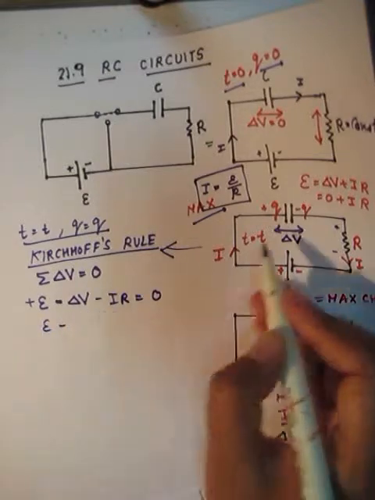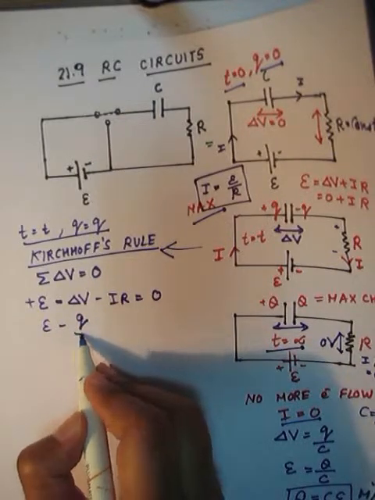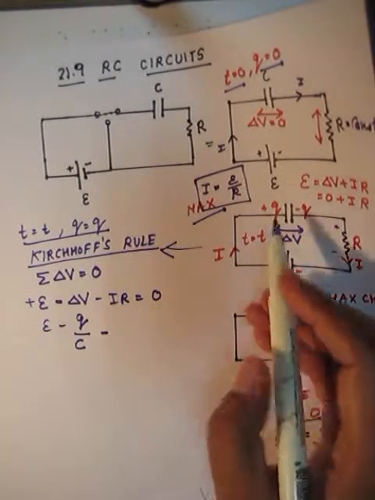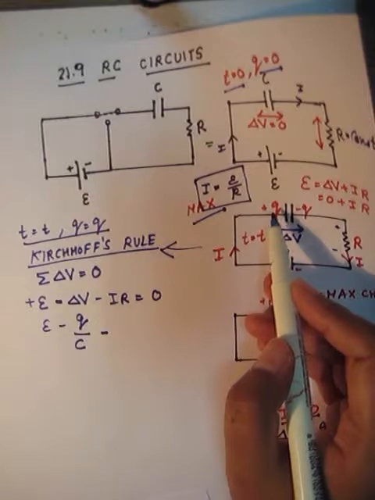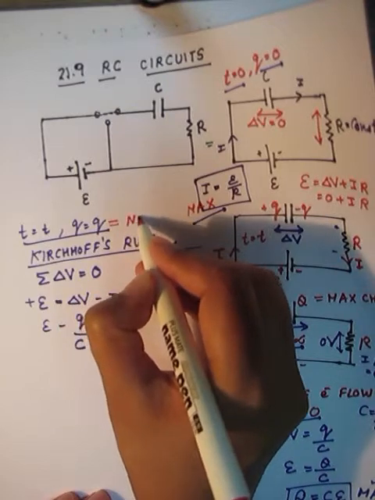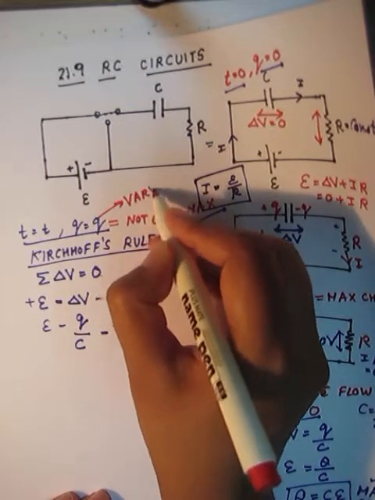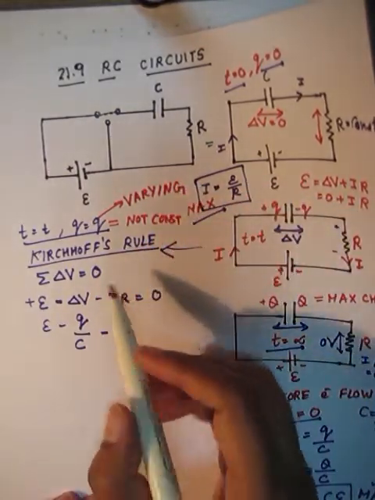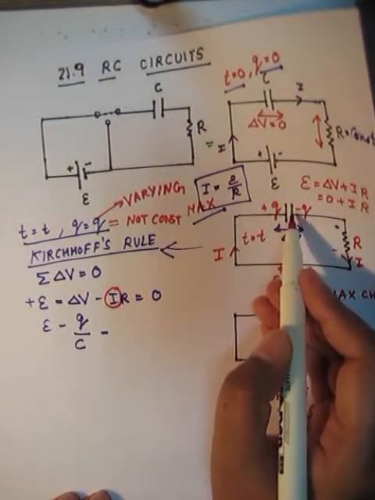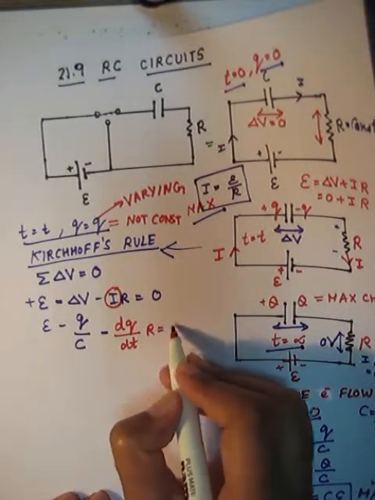Because the potential drop at the capacitor is given by Q upon C, and the current is the rate at which this charge is changing. Now this charge Q is not a constant, it's a variable, it's varying. So this current is also varying, and it depends on how much charge there is on the capacitor. So we can also write it as epsilon minus Q upon C minus dq upon dt times R is equal to 0.